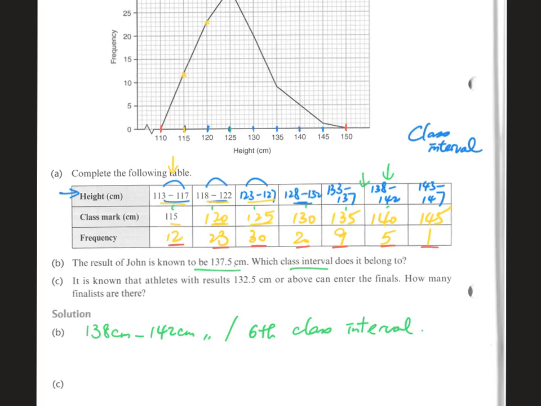Afterward, we come to part C. It is known that the athletes with a result of 132 cm or above can enter the final. And how many finalists are there? And now I try to use a highlighter to do so. 132.5 means this is the cutoff line. Above it, that means it should be these three numbers added together, isn't it? If you agree with it, you can say there are 9, 5, and 1, totally 15 students over there. So it won't be very difficult, isn't it?